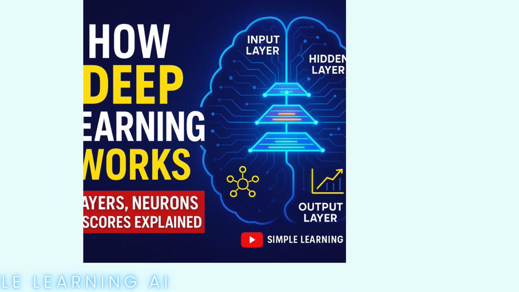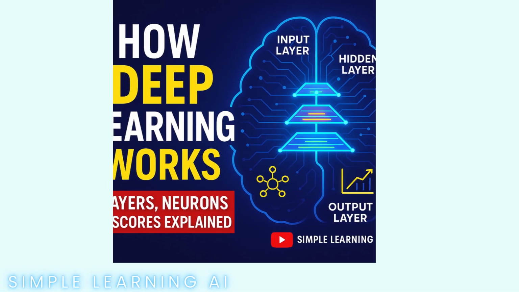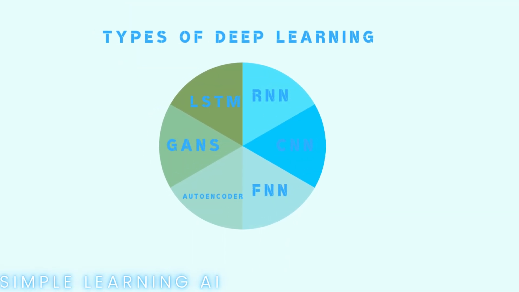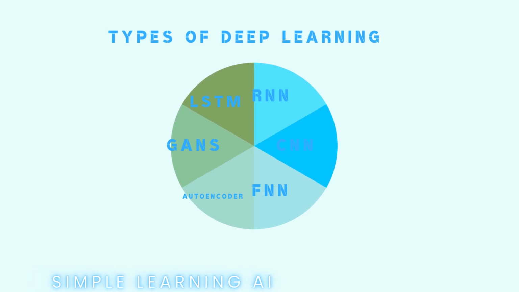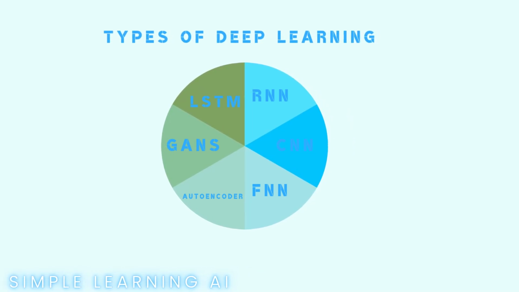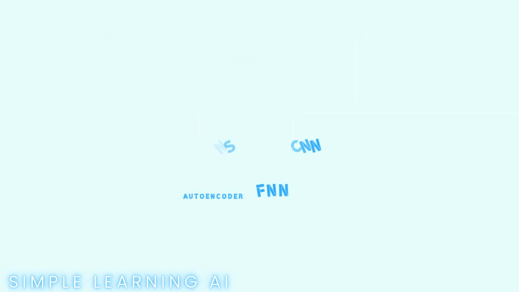In the last video, we explored what deep learning is. Today we're diving into something super exciting, the types of deep learning models. If you've heard terms like CNN, RNN, or GANs and wondered what they actually mean, this video is for you. Let's break them down one by one, in the simplest way possible.